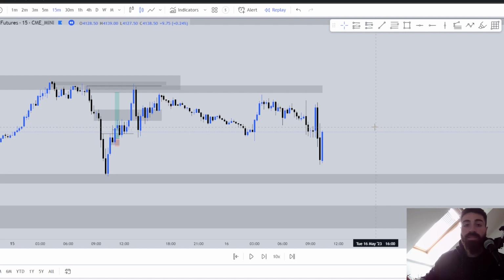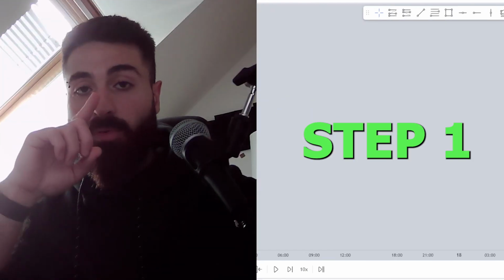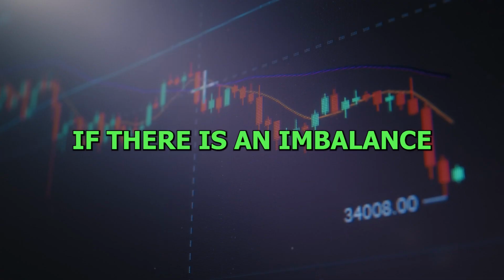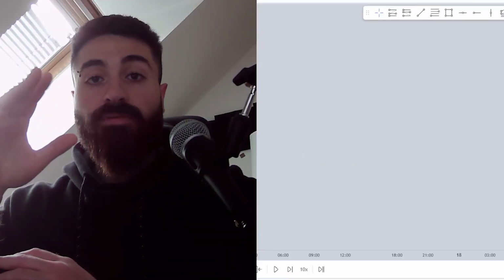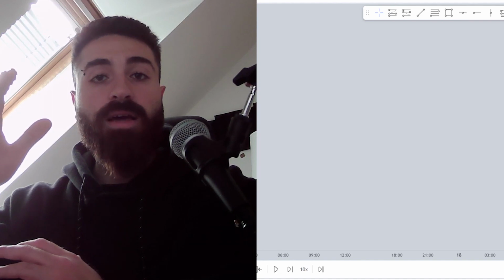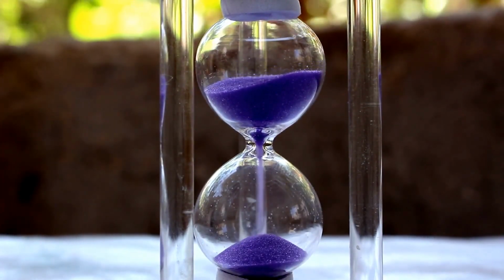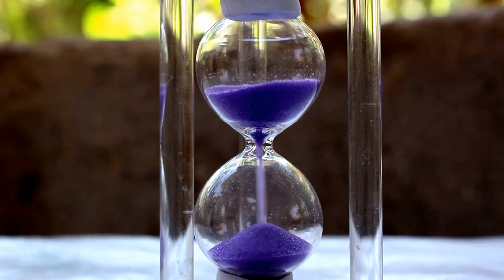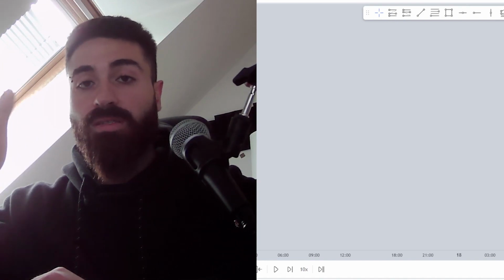So now this gets us to our next step, which is the 5 steps that I use, that I actually mentioned here, but now I'm going to put them in front of you so you guys can see them all. Step number 1, always check if there is an imbalance before a big move. Step number 2, check if this imbalance is on multiple time frames. For example, is this imbalance on the 4-hour, 1-hour, and the 15 minutes? If it is, then the price is likely and has more probability to retrace to this area.